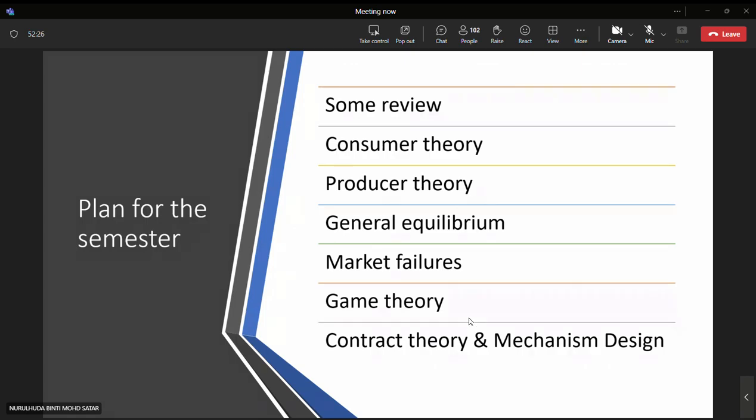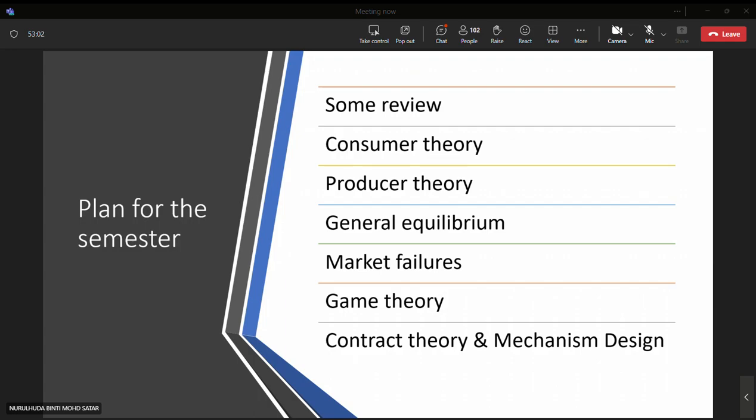For the semesters, the order has changed a bit. I think we're going to go through some review, of course, of the mathematics that we're going to use, and the two major components that we're going to see in the first half of the semester, I think, are consumer theory and producer theory. And related to that, we're going to go into general equilibrium first, before looking at market failures, and after that, game theory, and related to game theory is contract theory and also mechanism design.